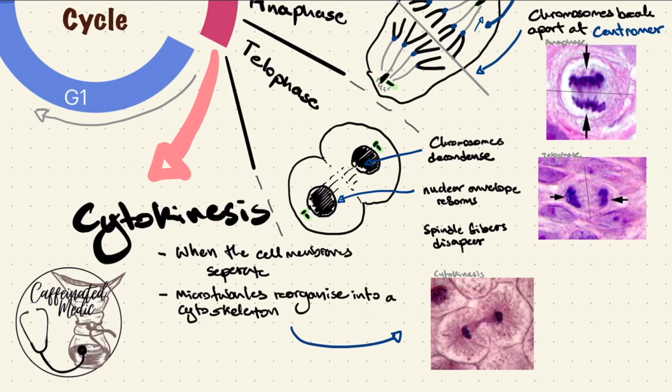Here, microtubules reorganize into cytoskeleton, and the 2 cells return to the G1 phase of interphase, where the presence or the absence of growth factors will decide whether the cells will exit the cell cycle or divide again.